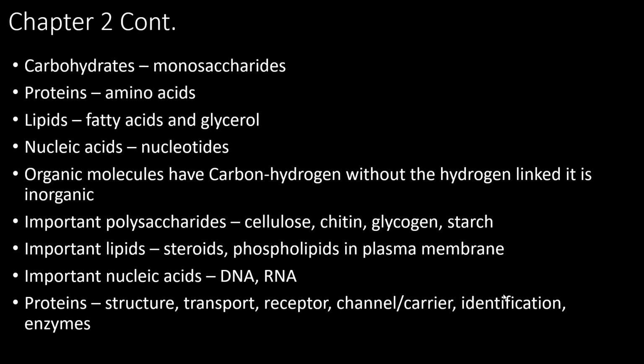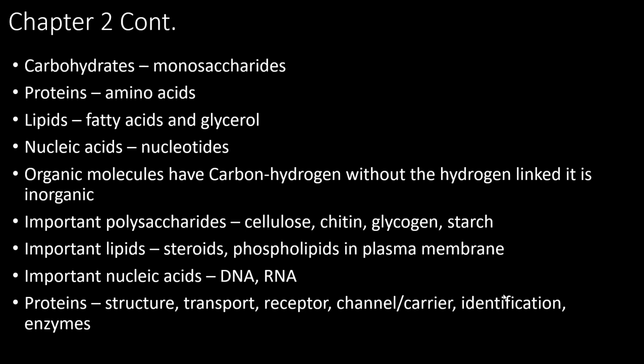Some important polysaccharides that we have are cellulose, chitin, glycogen, and starch. This is probably a question that says all the following are polysaccharides except. Important lipids are things like steroids and phospholipids, which make up the majority of your plasma membranes. Some important nucleic acids, of course, are DNA and RNA.